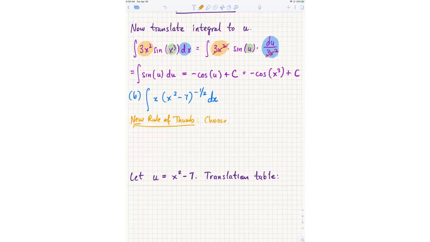So choose u so that some constant multiple of its derivative is outside as a multiplicative factor.